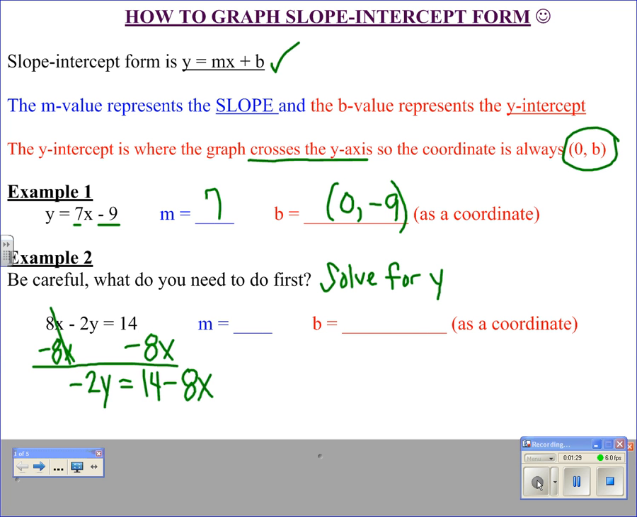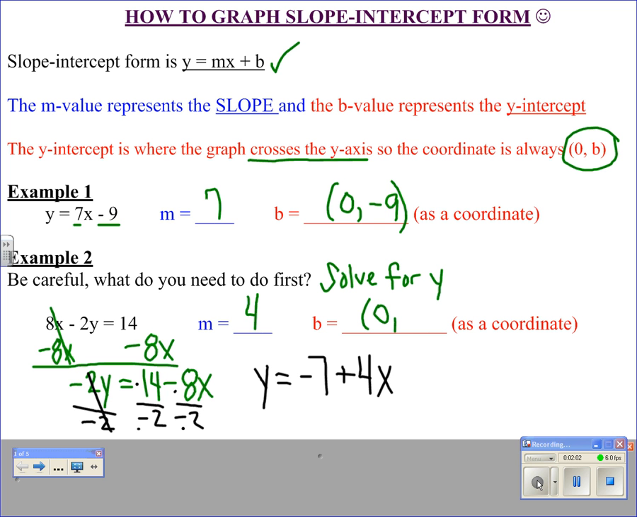My second step then would be to divide both sides by negative 2. So my equation in slope-intercept form, I get y equals 14 divided by negative 2 is negative 7, and negative 8 divided by negative 2 is a positive 4, and I have my x. So my m value, my slope, is 4. And my b value, my y-intercept, as a coordinate would be 0, negative 7.